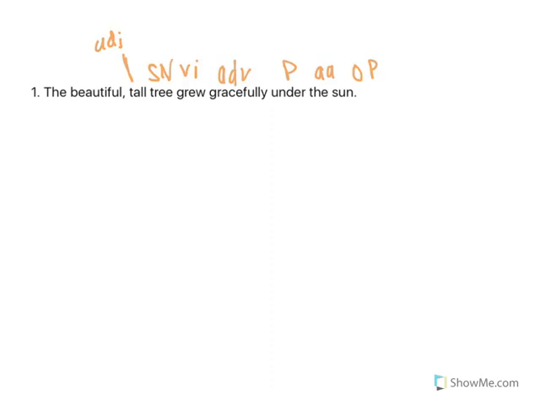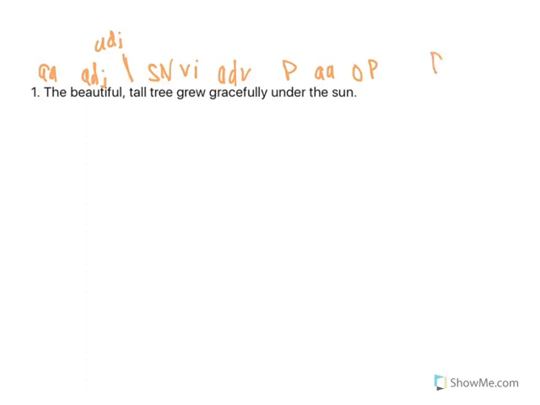It's telling which tree or what kind of tree, the tall tree. And same with beautiful. Beautiful is an adjective modifying tree. It's telling us what kind of tree. And the is also going to be an adjective, an article adjective, modifying tree, telling us which tree, the tree.